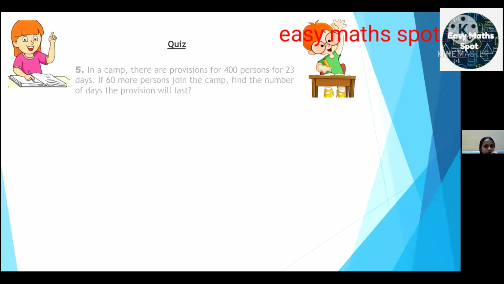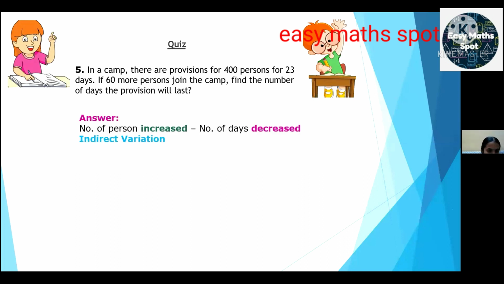Last question: in a camp, there are provisions for 400 persons for 23 days. If 60 more persons join the camp, find the number of days the provision will last. Direct or indirect? Indirect variation, because the number of persons is increased and the number of days is decreased. It's the end of the quiz.